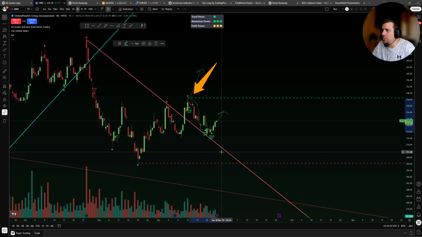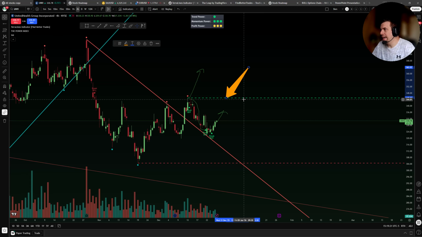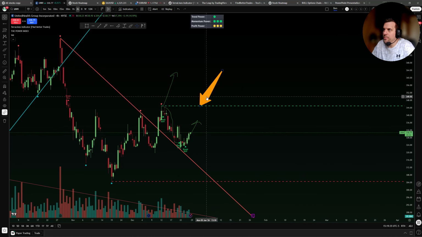And so this is a really cool trend line right now, and I believe that this price could easily go back into this resistance zone at 345. So again, this is UNH on the 4 hour, and if you're looking at this right now, we're at the tail end of 2025. So you're more than welcome to look at this at a later date and see how this played out.